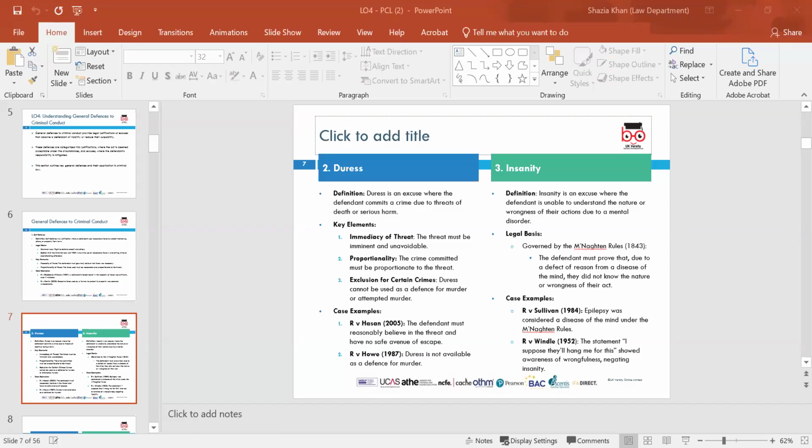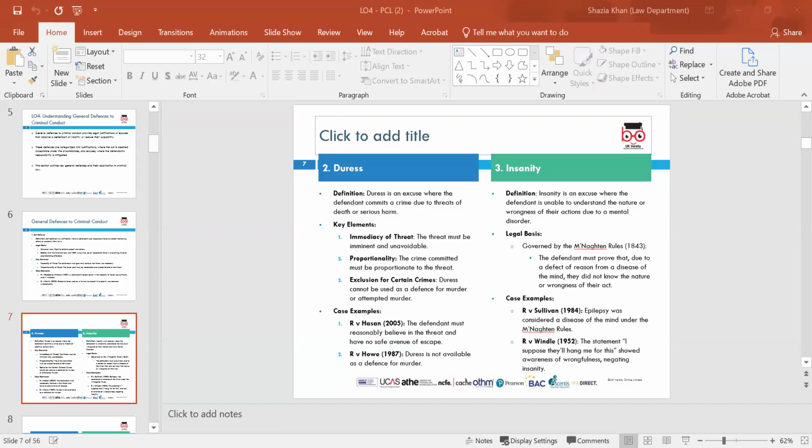So the key elements of duress are things like immediacy of threat, proportionality, and exclusion for certain crimes. The elements are that the accused was coerced into committing the crime, the pressure applied was illegitimate or unlawful, and the accused was threatened with serious injury or violence if they did not commit the crime.